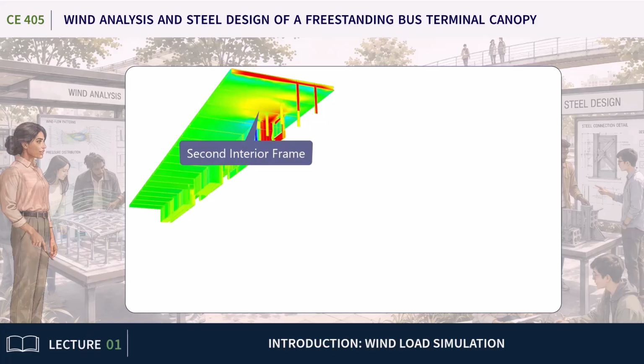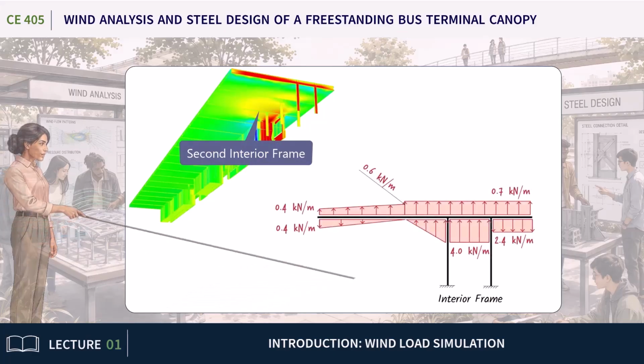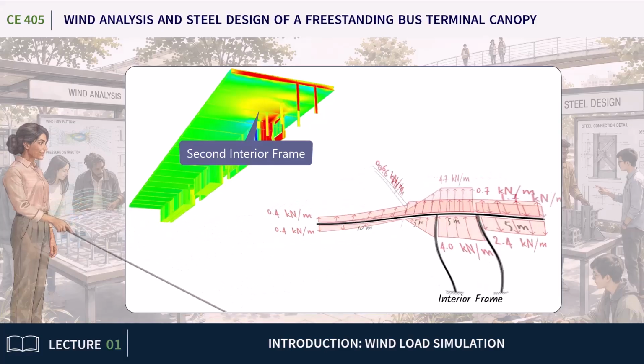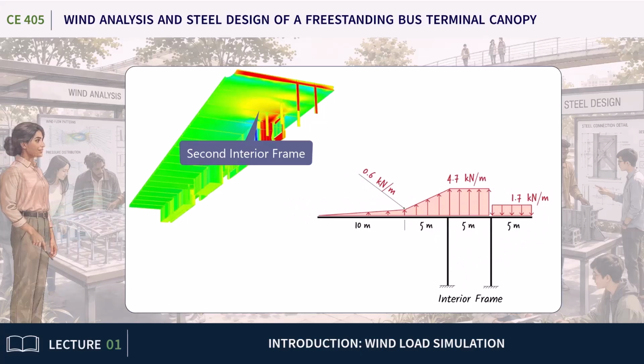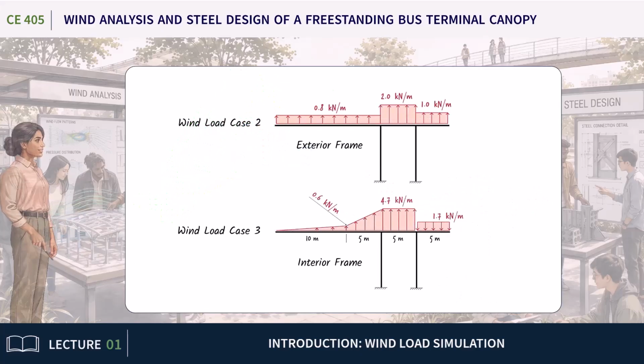For the interior frame, part of the bottom surface experiences positive pressure, creating a triangular load pattern near the partitions. We'll call these wind load cases 2 and 3.